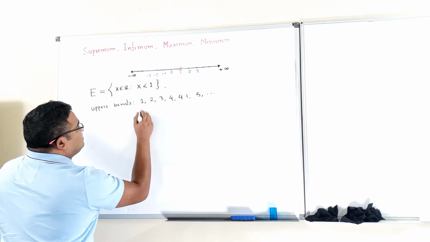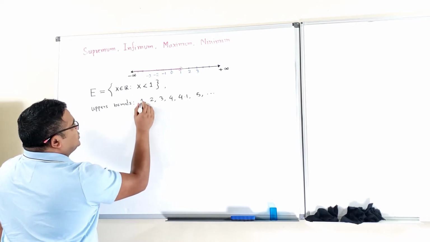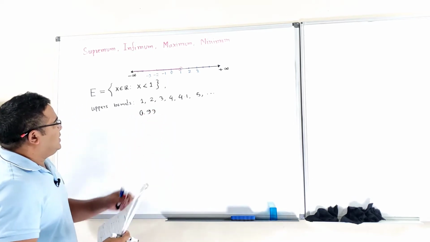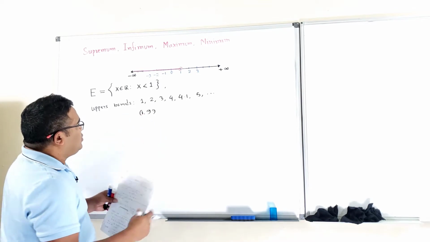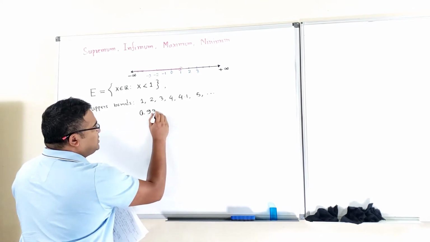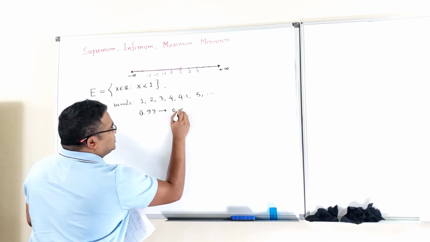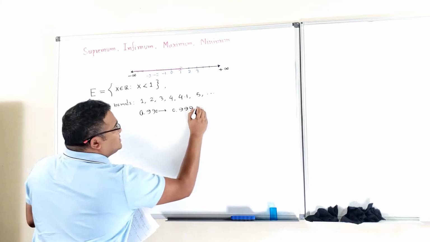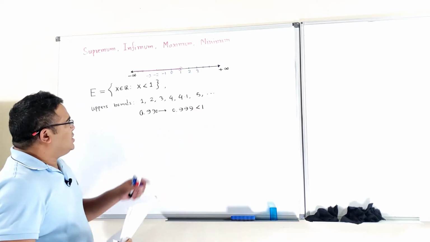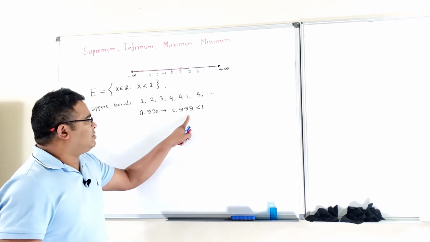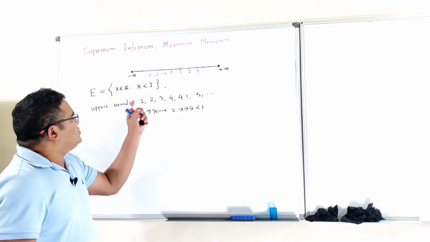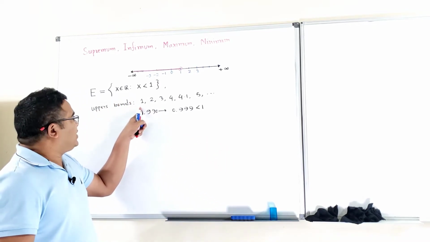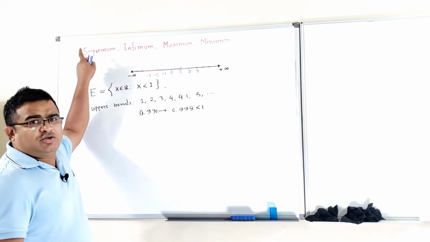So if you consider 0.99, then it is not an upper bound. Why? Because there is a number which is more than this one. If you consider 0.99, there is a number more than that one and it is less than 1. So this one is not an upper bound. Among all of those upper bounds, which one is the lowest one? Here 1 is the lowest one, and it has a special name that is called supremum.